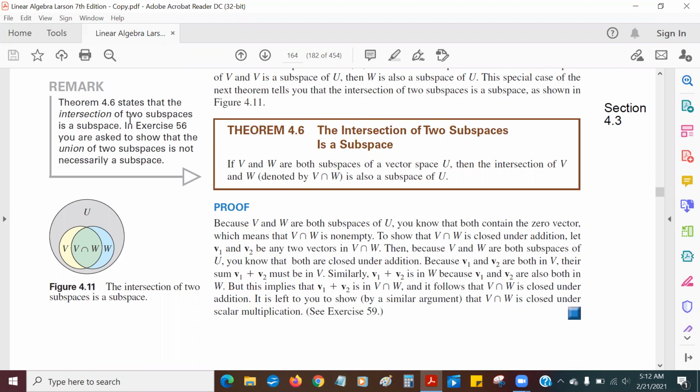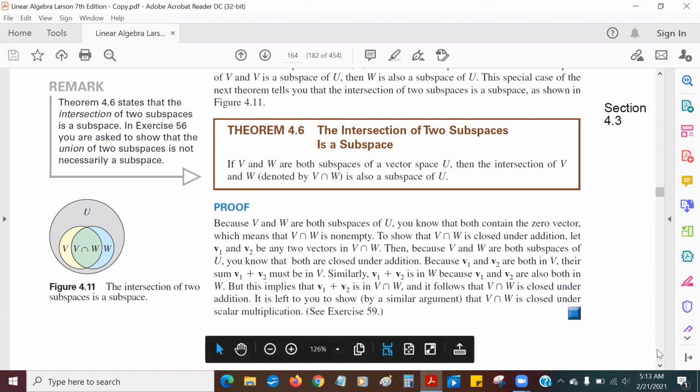By the way, this is an interesting remark here. Once we're talking about the intersection of two subspaces, how about unions? Again, these are things we know from set theory. Well, it turns out the union of two subspaces is not necessarily a subspace. And it's not difficult to show that, but we'll leave that as an exercise.